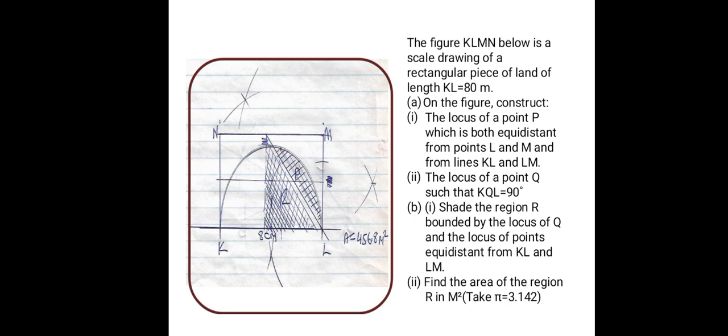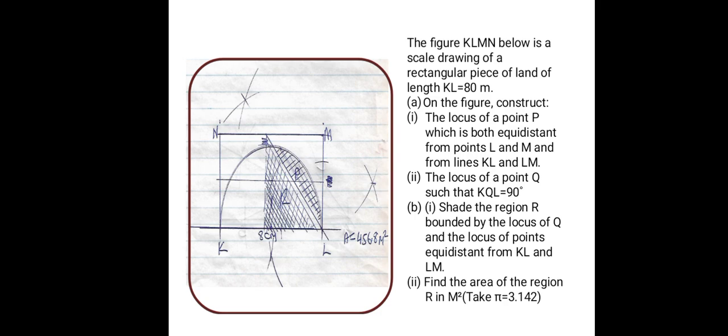The figure KLMN below is a scale drawing of a rectangular piece of land of length KL 80 meters. On the figure, construct 1. The locus of point P which is both equidistant from points L and M and from lines KL and LM. 2. The locus of point Q such that angle KQL is equal to 90 degrees.